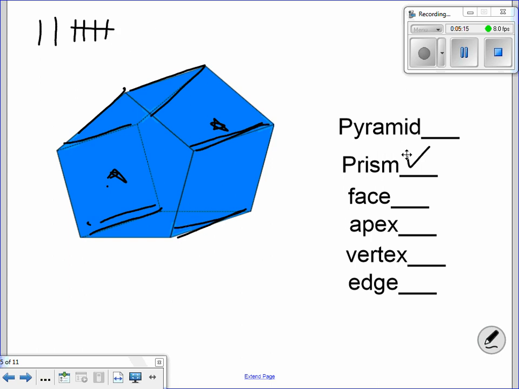That means this has 7 faces. That makes sense because the front face is a pentagon, the back face is a pentagon. That's 2 faces. Now with a 5-sided polygon, how many rectangles do I need to connect them? 5. Does it have an apex?